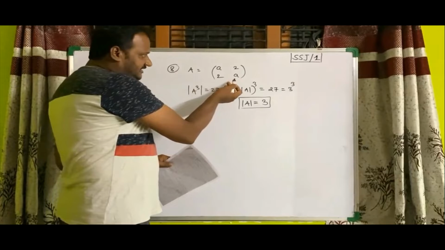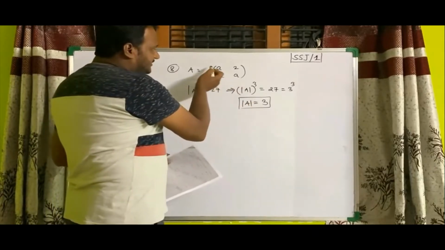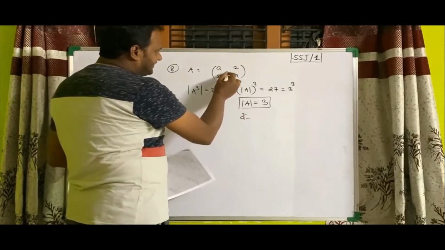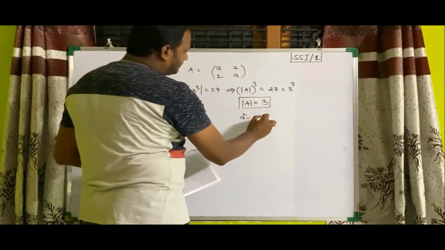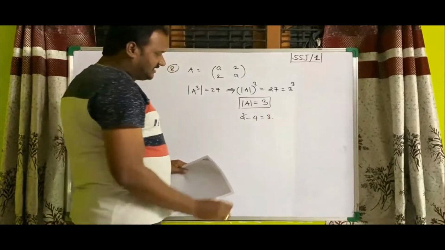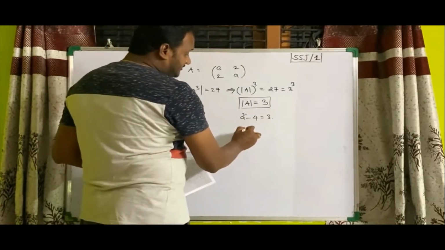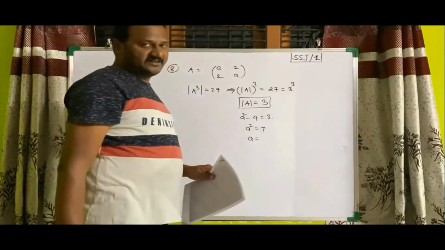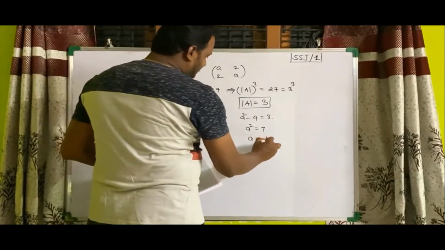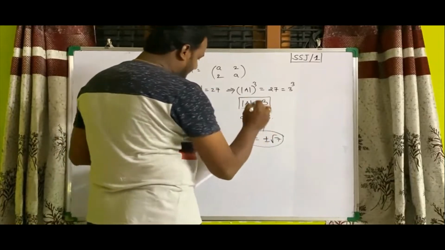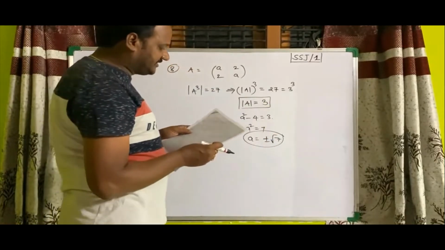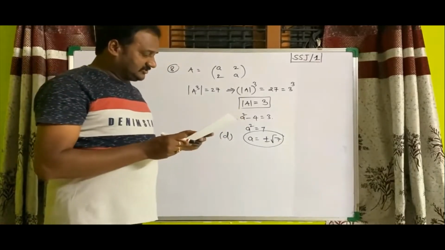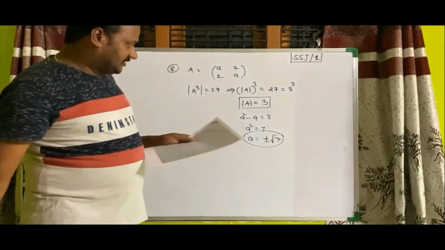And you have A, find out the determinant and equate with 3. So what is determinant of A? AD minus BC. A into A is equal to A square minus B into C, which is 2 into 2, equal to 4, is equal to 3. Correct. So when A square minus 4 equals 3, A square is equal to 3 plus 4, 7. Then A is equal to what? Not root 7. Plus or minus square root 7. So the value of A is equal to plus or minus square root 7. So the answer is going to be D. Right. So coming on to ninth problem.